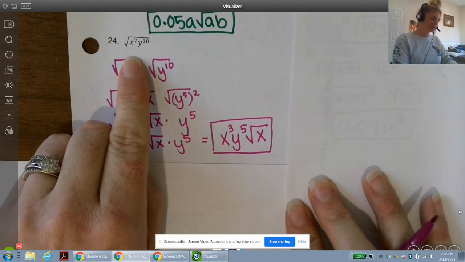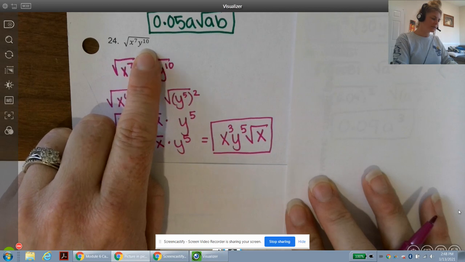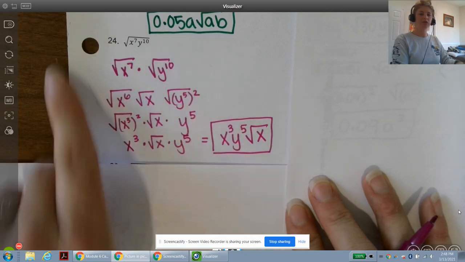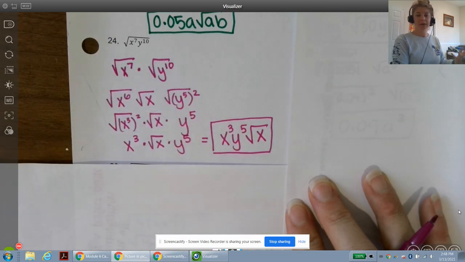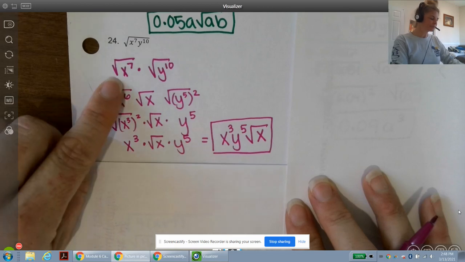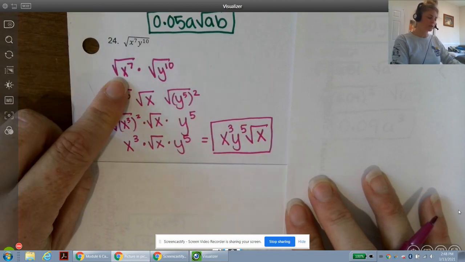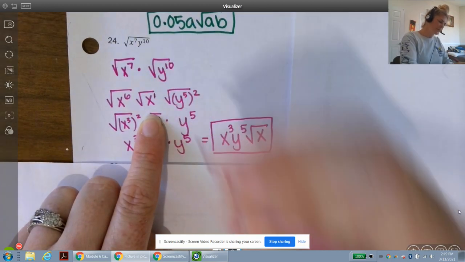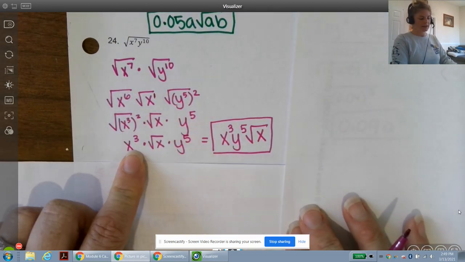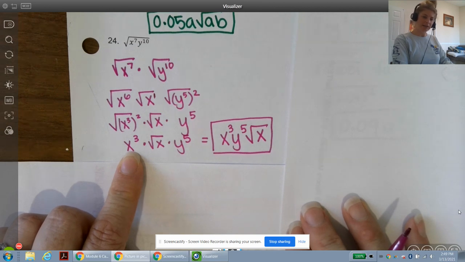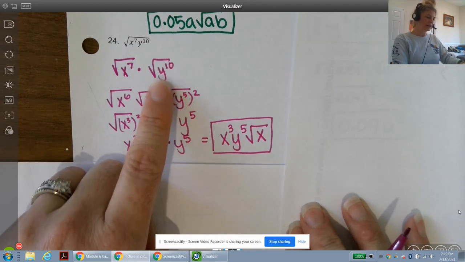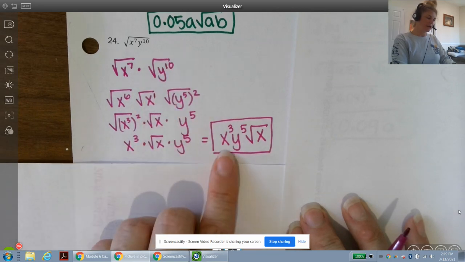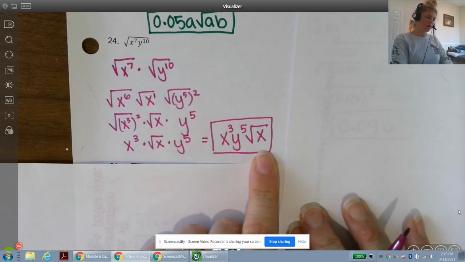Okay, so next problem. Square root of x to the 7th, square root of y to the 10th. Again, our slick trick could come in handy here. I'm showing extra work just in case people were looking at the work to figure out what I did. Rewrite square root x to the 7th as square root x to the 6th times square root of x to the 1. Square root of x to the 6th is x to the 3rd. Take half of that exponent. Square root of y to the 10th, take half of that exponent, it's already even, y to the 5th. x to the 3rd, y to the 5th, square root x.